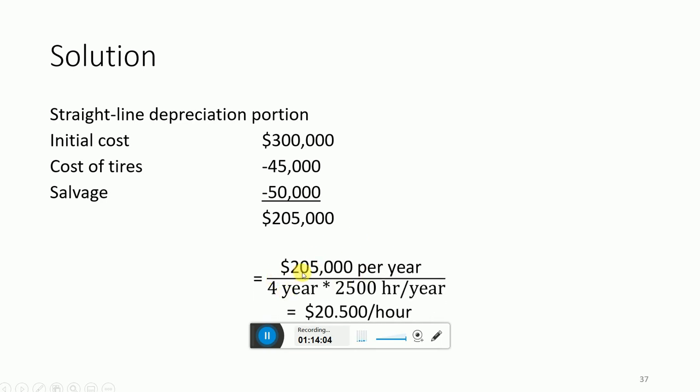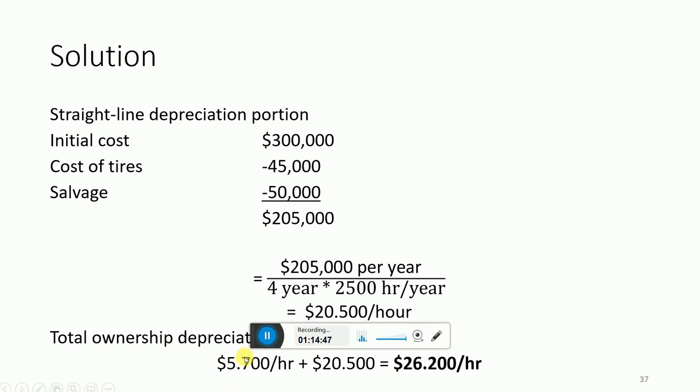So just for the 4 years straight line depreciation, how much this value would depreciate over 4 years? We'll divide it by 4 years, but as we have to calculate per hour, we also have to multiply it with 2,400 hours per year. So dividing this cost, which is less than the cost of tires and less than the salvage value, we can get the per hour cost, which is 20.5.